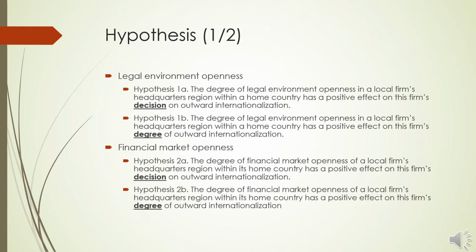There are few hypotheses that have been made based on three variables discussed in the last slide, that is, legal environment and financial market openness, and the governor's tenure. I'm not going to read each and every sentence in these two slides, but to understand the hypothesis, I will make an example. Suppose I own a local firm which is headquartered in Vancouver. The question is how the legal environment and financial environment of the British Columbia province will affect my decision and degree towards my expansion in a foreign market, that is, towards outward internationalization.